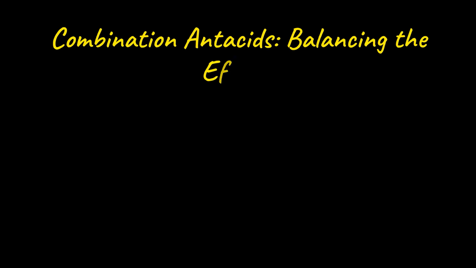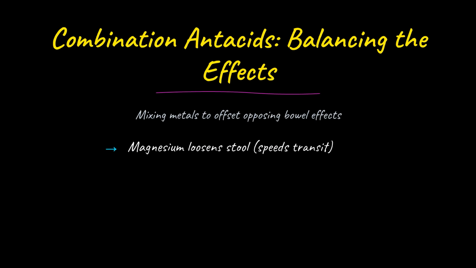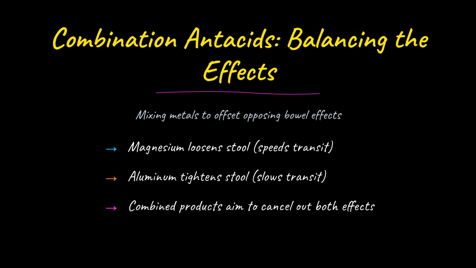Magnesium pulls water into the bowel and speeds transit, causing diarrhea. Aluminum slows the bowel and firms the stool, causing constipation. Calcium behaves similarly to aluminum, also tending toward constipation. Because magnesium loosens and aluminum tightens, many antacid products combine the two metals. The opposing effects partly cancel each other out, leaving bowel function closer to normal. Knowing the metal immediately predicts the expected side effect and explains why combination products exist.